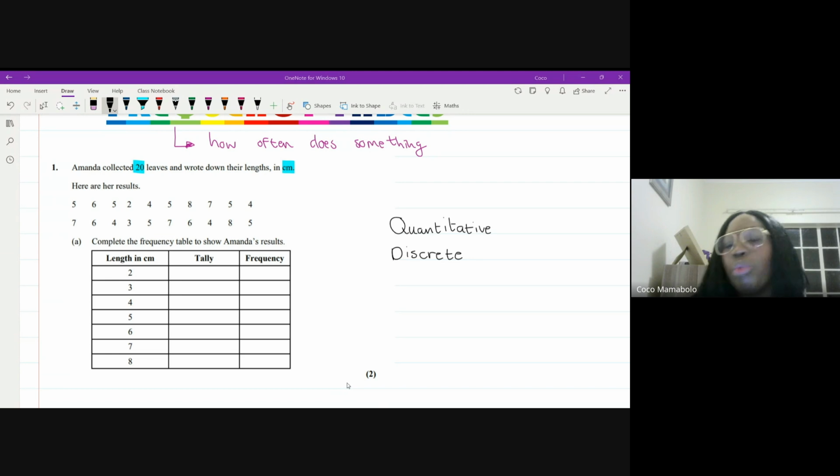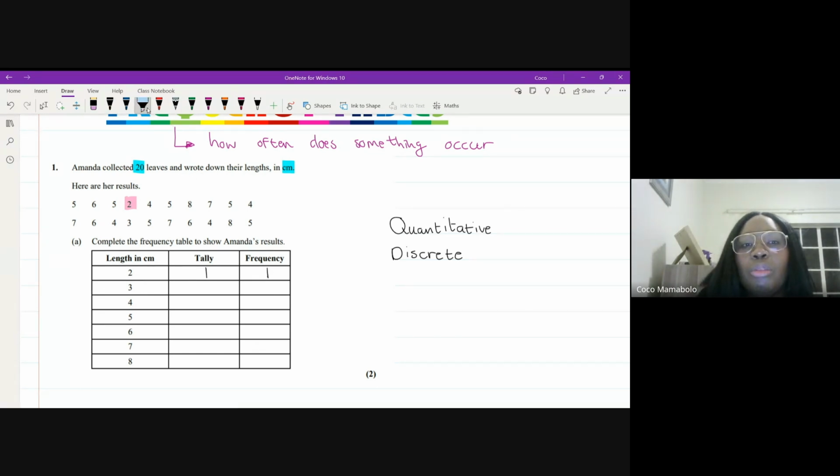Okay, so when we organize the data, here's what we're going to do. We're just going to count how many of them come up, right? Because when we, and I didn't finish the statement, how often does something occur, right? So when we're counting here, we're going to start by saying, how many 2-centimeter leaves do we see? How many of them occur? Just one. There we go. Tally 1, and also frequency is 1.